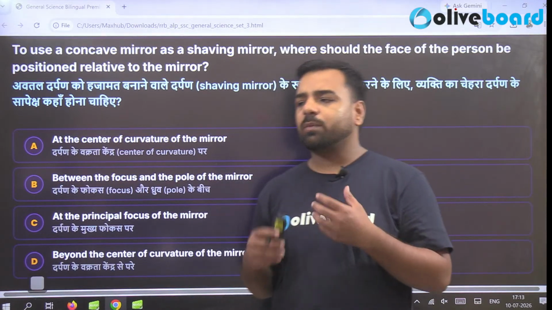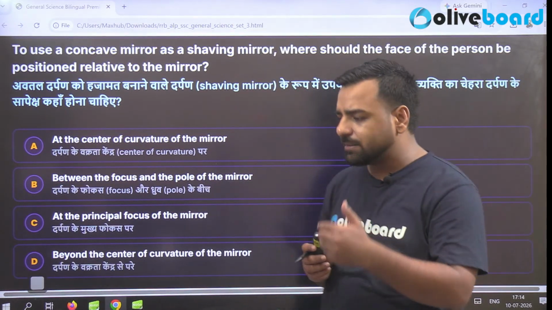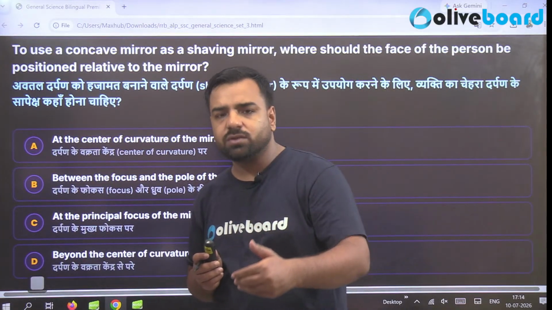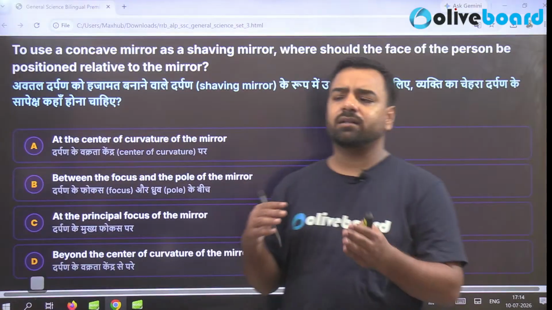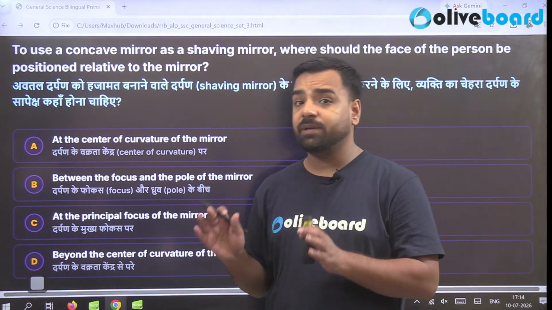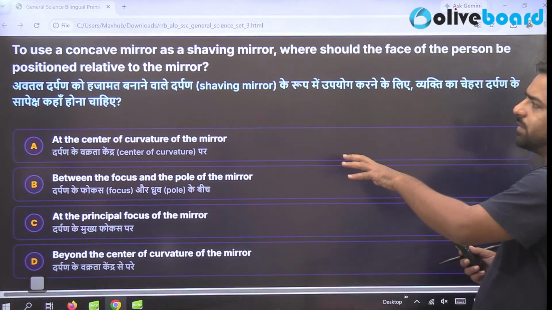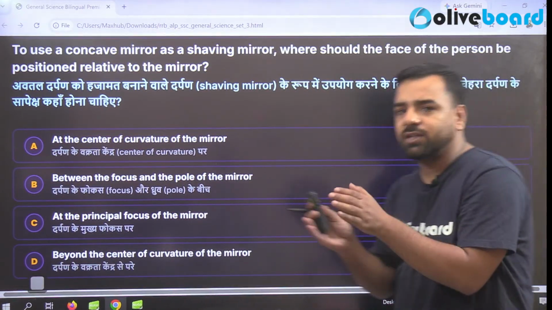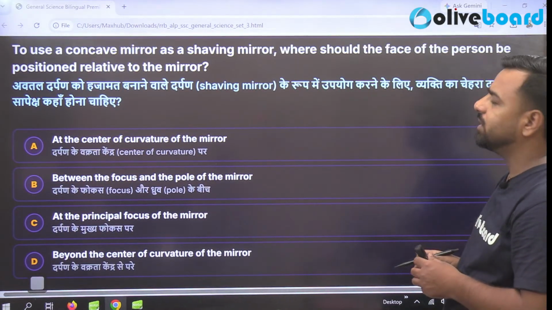But if I talk about concave, here enlarged versions of the images are seen, and the examples can be: ENT doctors use it, dentists use it, even the headlights of automobiles. All these are examples of concave, but the question is quite different. Here the question is to use a concave mirror as a shaving mirror, that is for enlarging of the images. Where should the face of a person be positioned relative to the mirror?